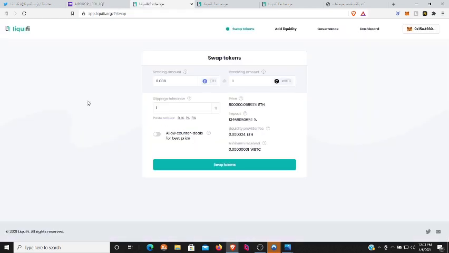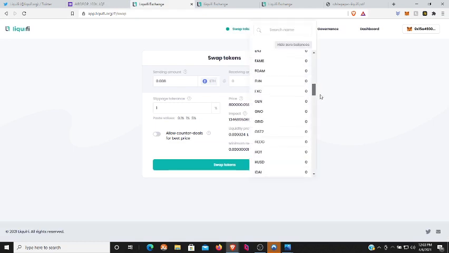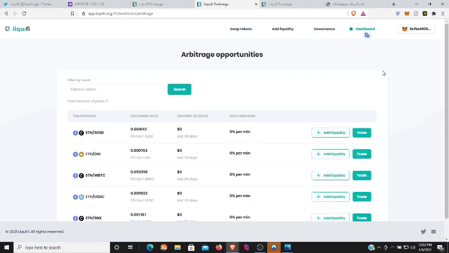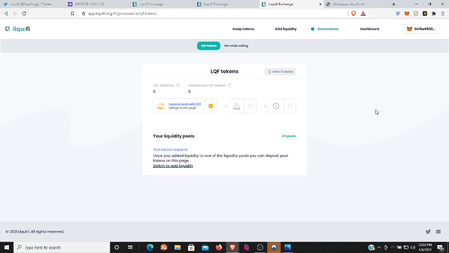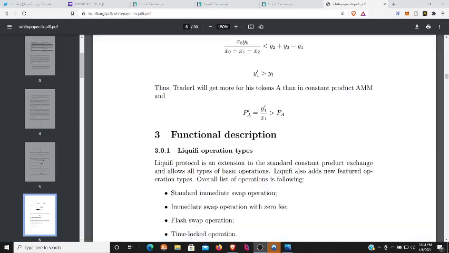I went ahead to their website and it seems they have no liquidity whatsoever since they're brand new. They have some arbitrage opportunities, which seems very, very interesting. And there is a governance mechanism with token issuance to those that provide liquidity to the pools. I read through the white paper and this is very, very important.